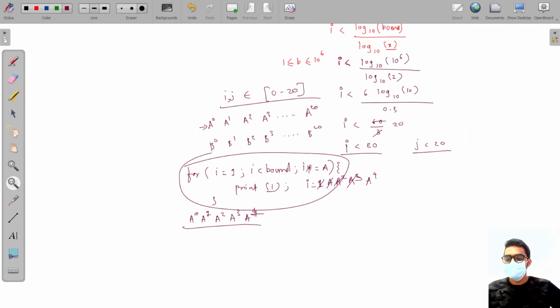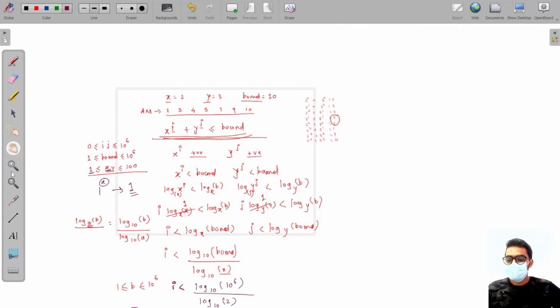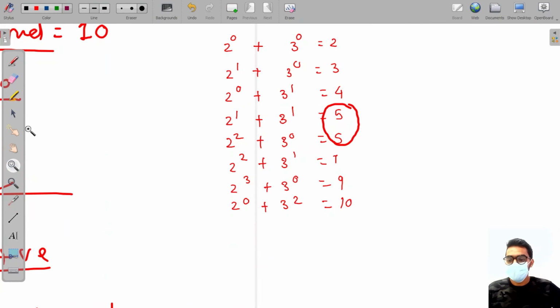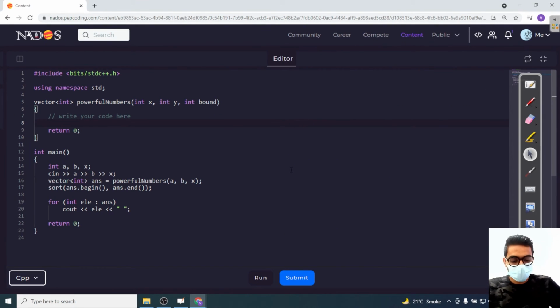For solving this question, we are going to use a set, so that there is no repetition of the same value in our answer. Okay, now this is my approach. So from this we are going to code this question. Let's start with the code here. We are going to write C++ code.